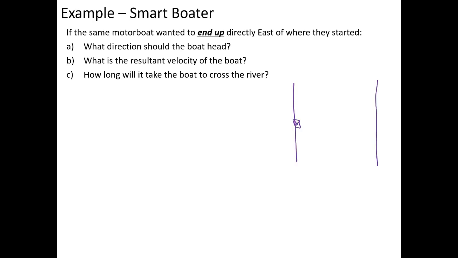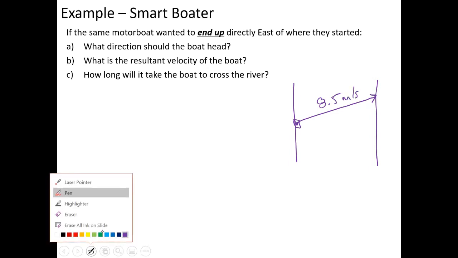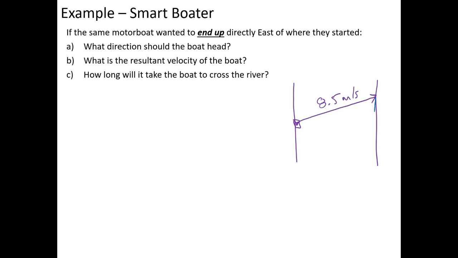Again, if our boat starts here, we need to point this boat upstream, and the boat is still only able to travel at 8.5 meters per second. It's going to aim a little bit upstream because the current will push the boat downstream, so that at the end of the day they end up straight across the river. The resultant in this case is the vector pointing straight across this river, because this boater is smart. I'll put an angle theta in there. The change here is that our resultant is no longer the hypotenuse of our triangle.